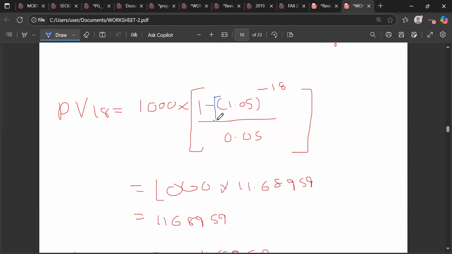Okay, I understand you. So we always start with this part first. Say 1.05 to the power negative 18, then press equals. Then say 1 minus answer. Then the answer divided by 0.05. It has given me the 11.6, whatever. Exactly. Even a calculator can tell you. All right, no problem.